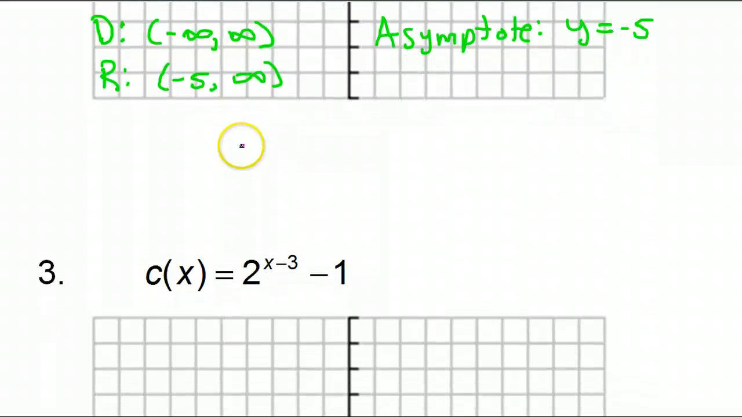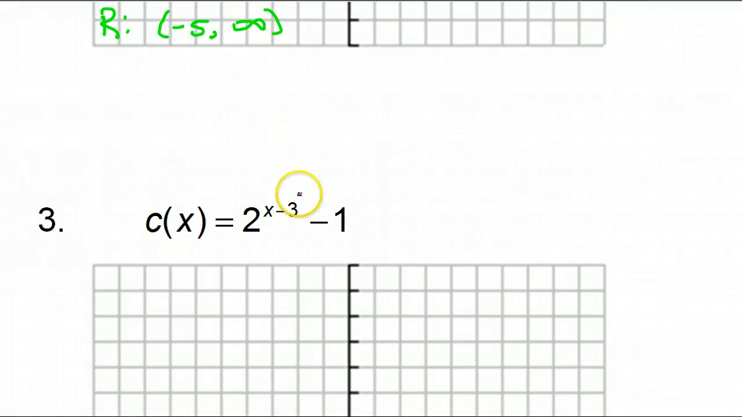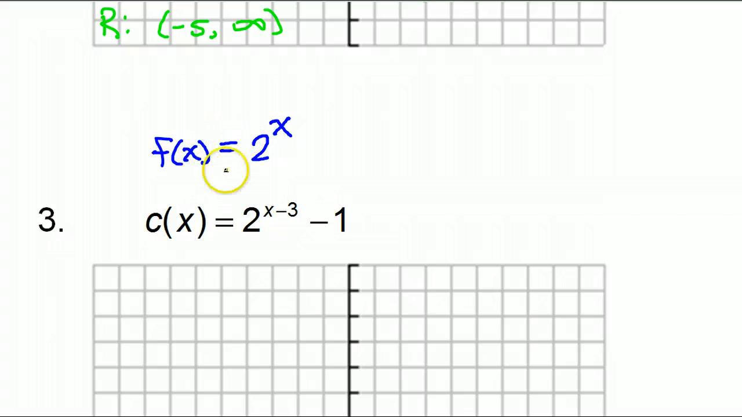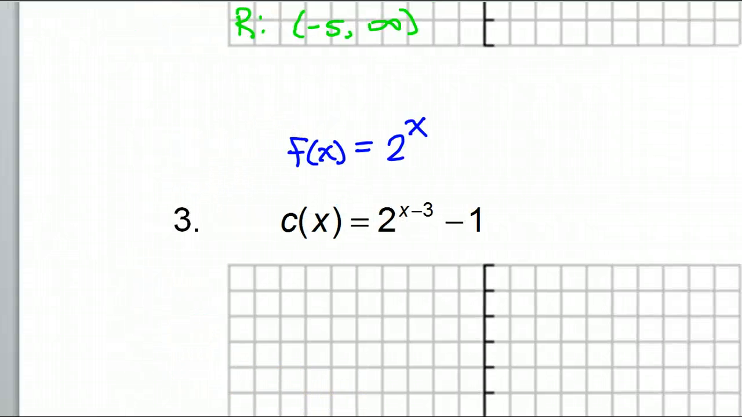Let's take a look at number 3. So we have this function. Let's look at the parent function and graph that first. So the parent function would be like this: f of x equals 2 to the x power. This will be the parent function. And so let's make a quick table of values for this parent function.